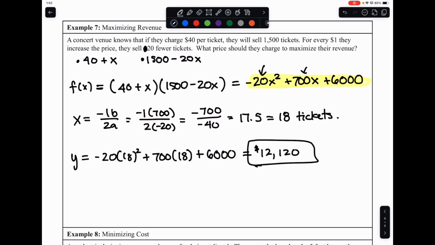Considering again that every time they increase the amount by a dollar, it's going to decrease the number of tickets that they sell. So the price that they should charge should be $18 more. So we're talking about a total of $58. So they should increase the price to a total of $58. They should add $18 to the price of 40, and that's going to maximize their profit to $12,120.